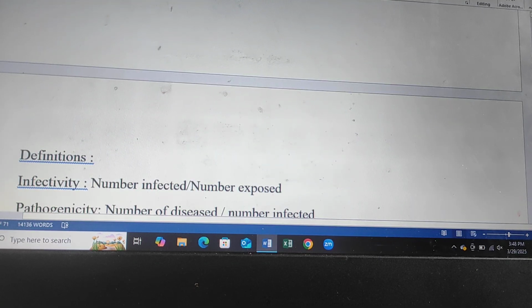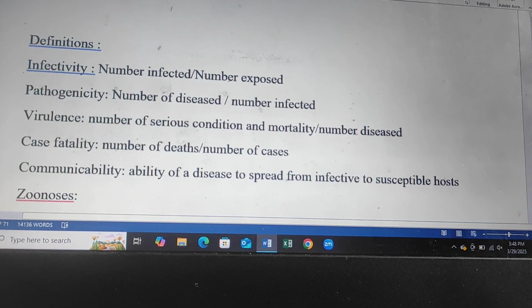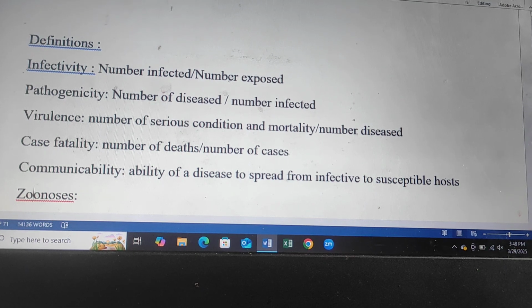Epidemiology of infectious diseases. Definitions: infectivity, the number of infected divided by the number exposed. Pathogenicity, the number of disease cases divided by the number of infected. Virulence, the number of serious conditions and deaths divided by the number of disease cases. Case fatality, the number of deaths divided by the number of cases. Communicability, the ability of a disease to spread from infective to susceptible host.